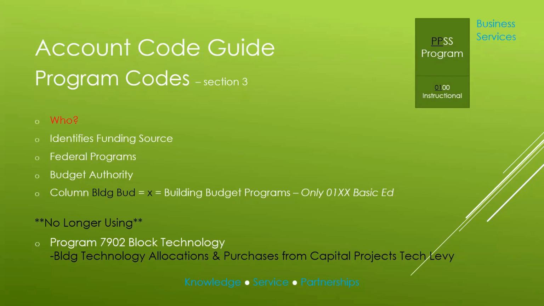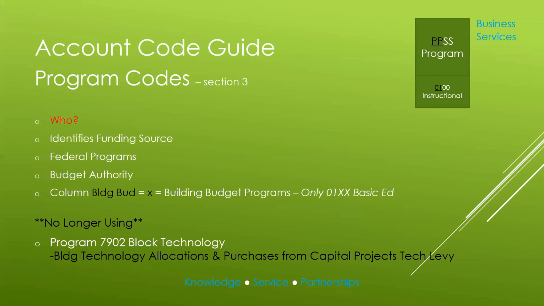Well, we deal with a lot of program codes. The program codes tell us who is paying for the expenditures. It also identifies the funding source. So is this state basic ed? Is it a categorical program like state special ed or CTE? It also identifies whether or not it's a federal grant. So is this a CTE Perkins grant or a special ed IDEA grant? Basically, we need to identify the federal programs because there are more compliance requirements.